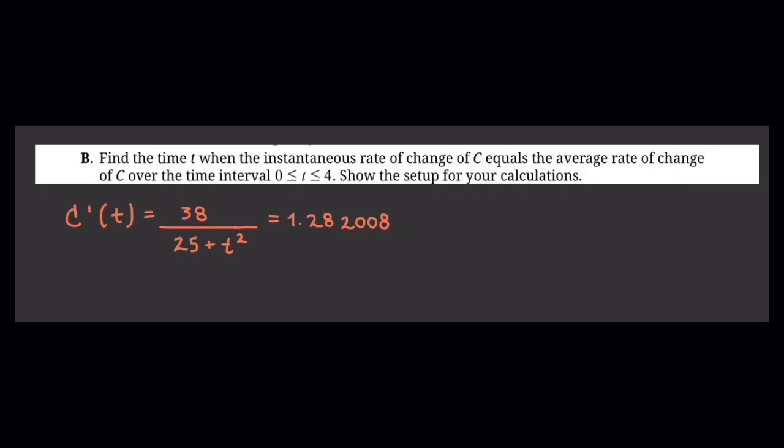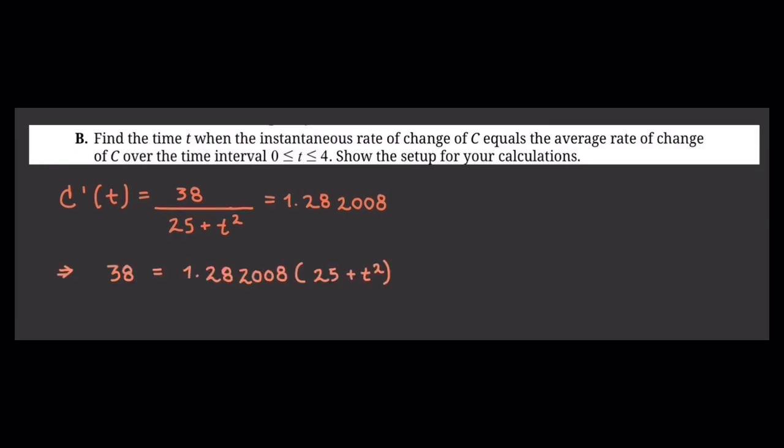And now the derivative of c of t was initially given to us, and if we set the instantaneous rate of change equal to the average rate of change, we have this equation. Evaluating this on the calculator will give you this number. And you don't need to do all the algebra for the AP Calculus test if you're allowed to use a calculator, but I will give you a quick rundown of the process.